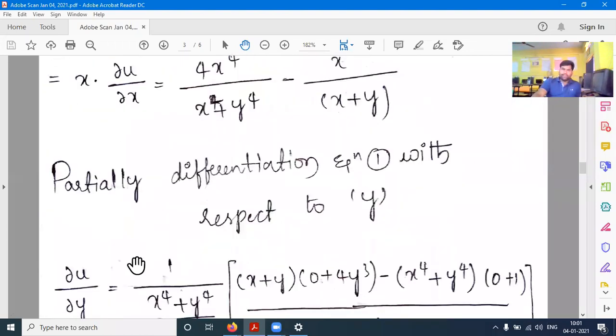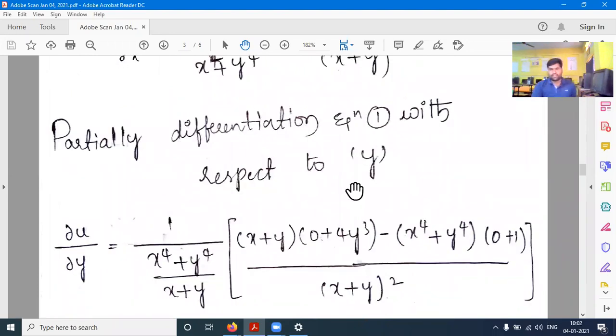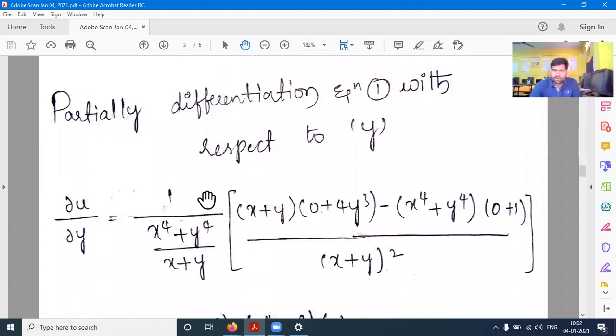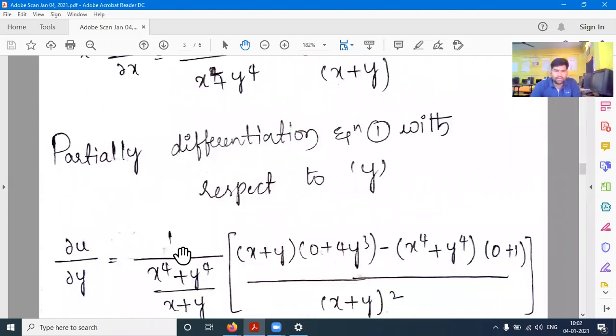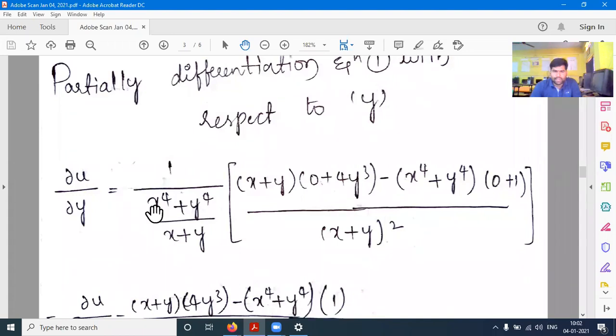Next we need y into dou u by dou y. Partially differentiate equation number 1 with respect to y, same as the above problem. Dou u by dou y is nothing but one log is there: log of x to the power of 4 plus y to the power of 4 divided by x plus y. So that is 1 by x to the power of 4 plus y to the power of 4 divided by x plus y. So again you have to apply that only.